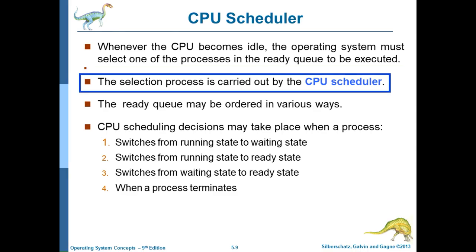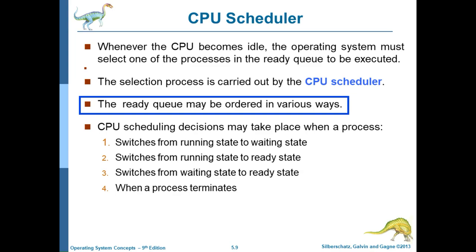The CPU scheduler is like a maestro directing an orchestra. When one instrument finishes playing, the maestro tells the next instrument to play. The CPU scheduler looks at the ready queue and decides which process to run next. It may seem like the best way to organize the ready queue is first come, first serve, but this is not always the best approach.